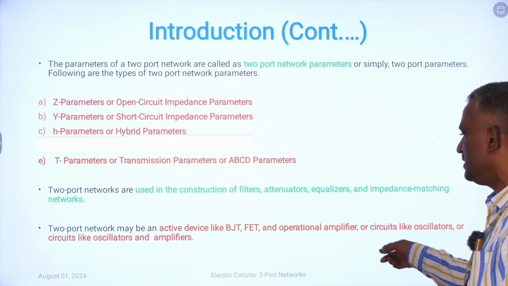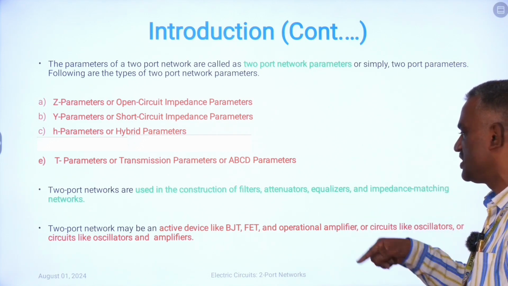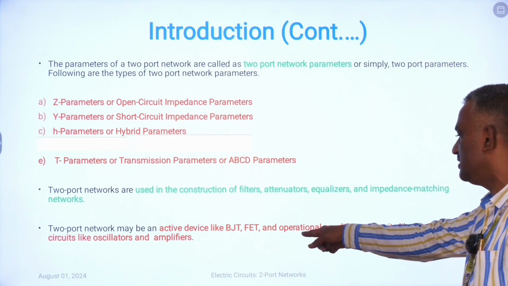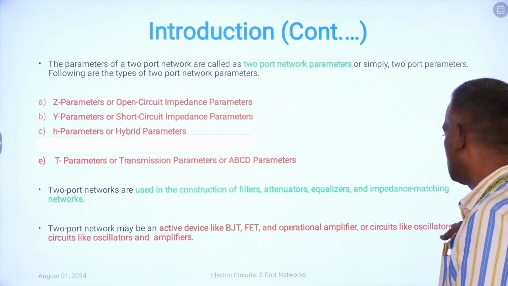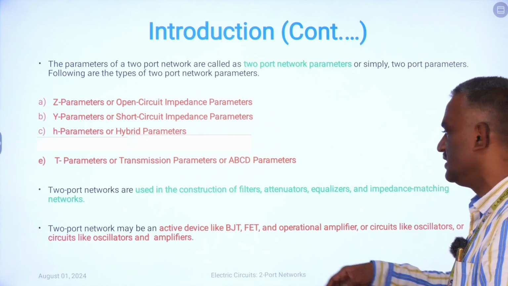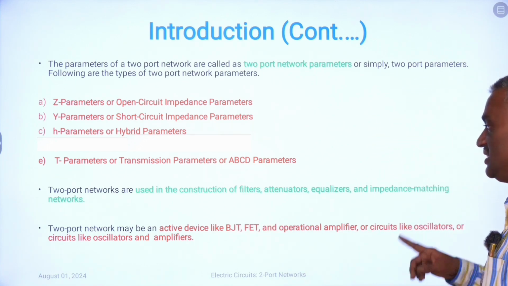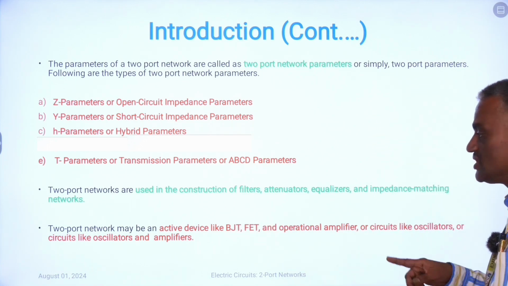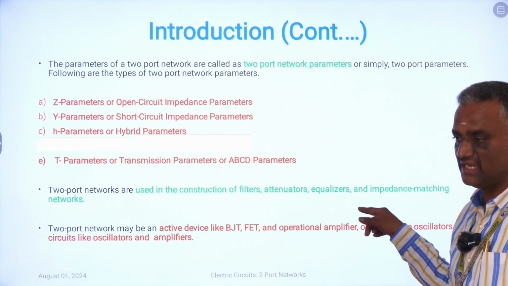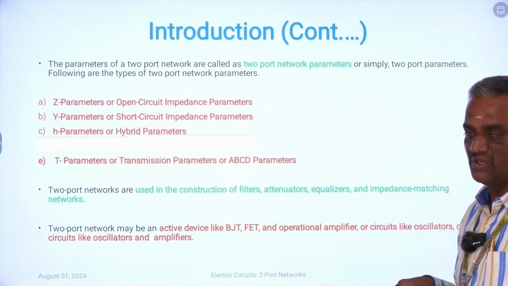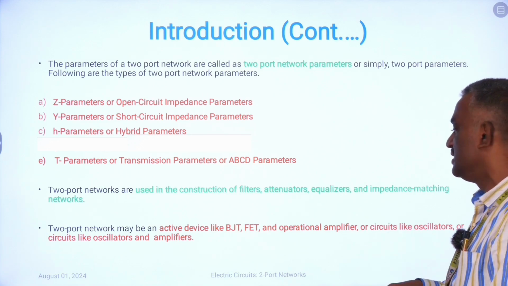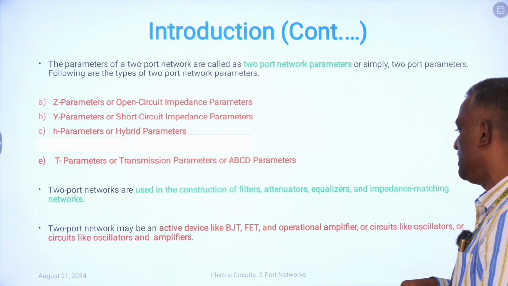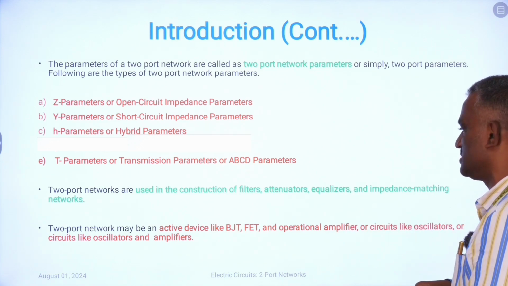As mentioned earlier, what about the application? I'll be using it for BJT, FET, and operational amplifier. The operational amplifier can be used in oscillators, and you can also use it in amplifiers. Whereas a one-port network you'll be using only in passive elements such as RLC, which have only two terminals. Here you can use it in BJT, FET, and operational amplifiers.